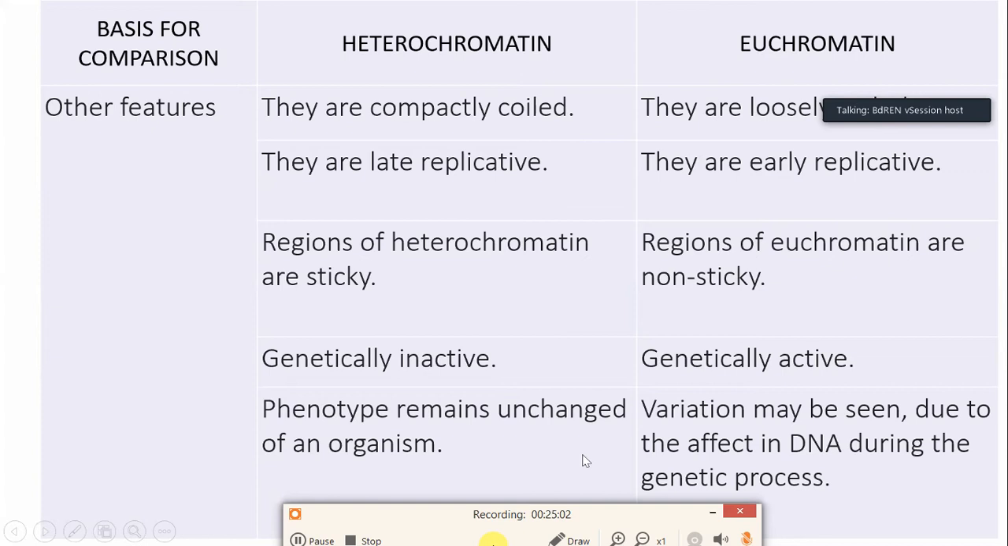Phenotypes remain unchanged in an organism. For this, let's say father, then son, then grandson comes. So due to this nature of heterochromatin, the phenotype remains unchanged from one generation to another generation. And in euchromatin, variation may be seen due to the effect in the DNA during the genetic process. Actually, it can create crossing over. It participates in transcription. So that's why variation may be seen.